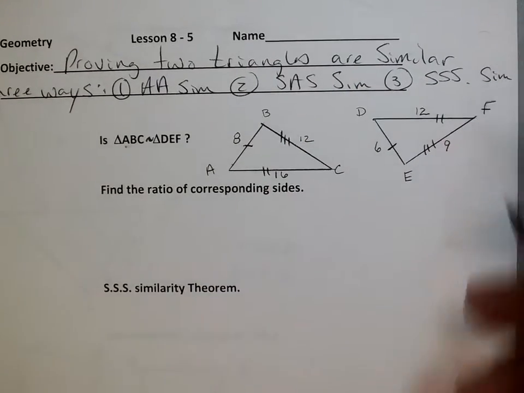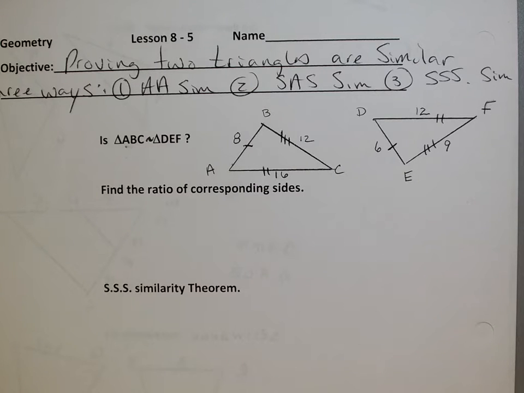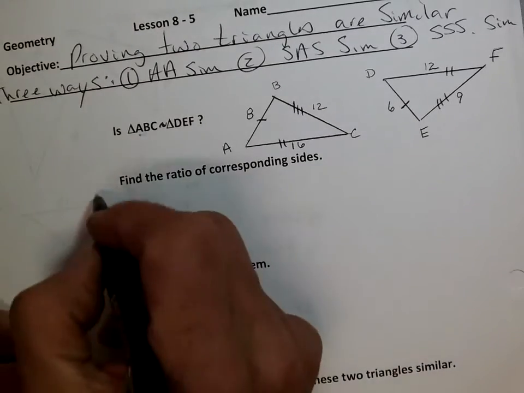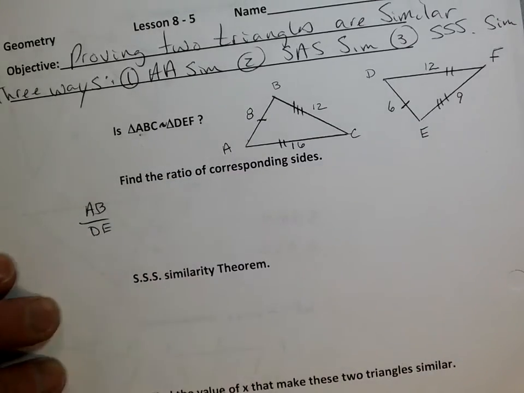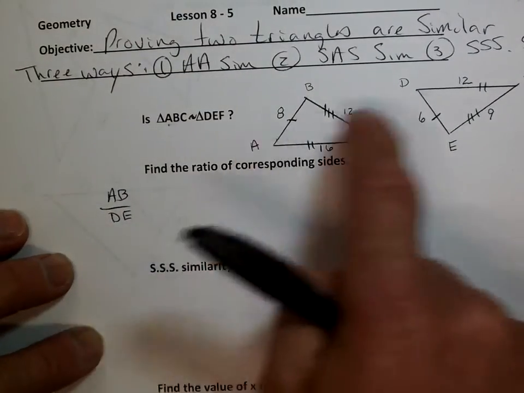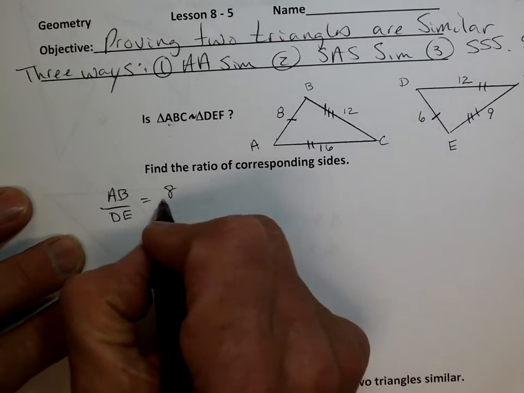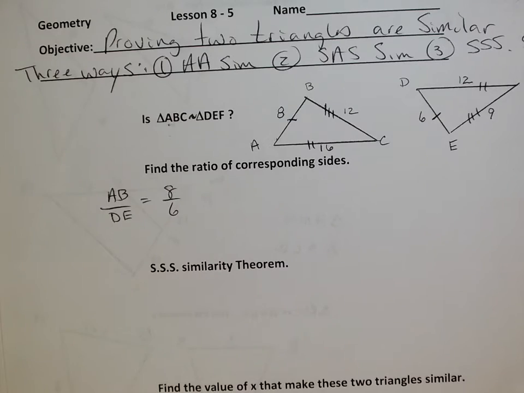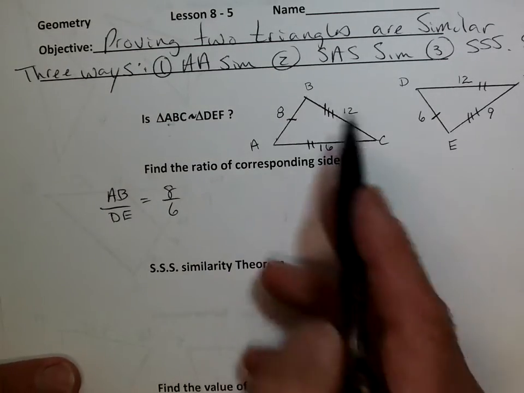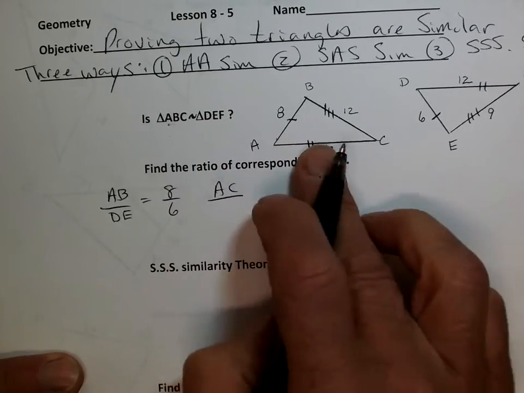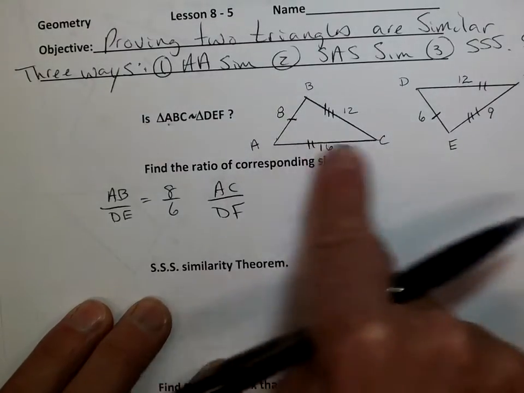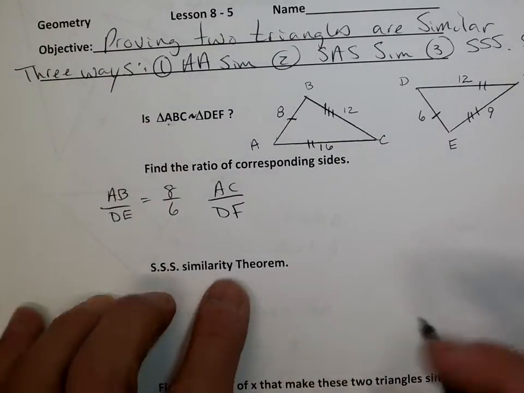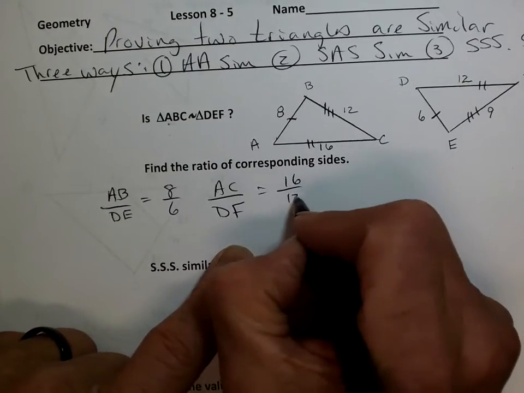I like to mark my figure because if I mark my figure, it makes it easier for me to see it, okay? So, it says find the ratio of the corresponding sides. Well, let's see. AB goes to DE, right? So that is a ratio of 8 to 6, okay? I also noticed that AC goes to DF, right? So this side, AC goes to DF. So that would be a 16 to 12, okay?